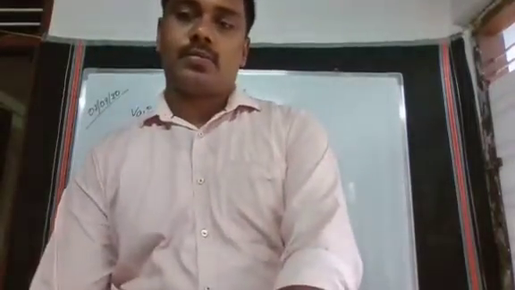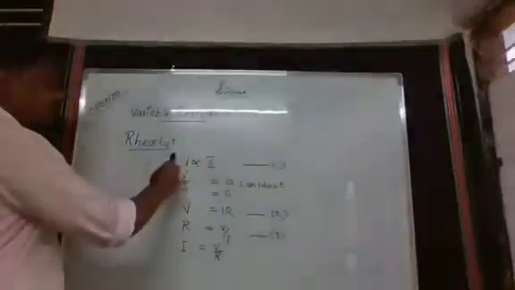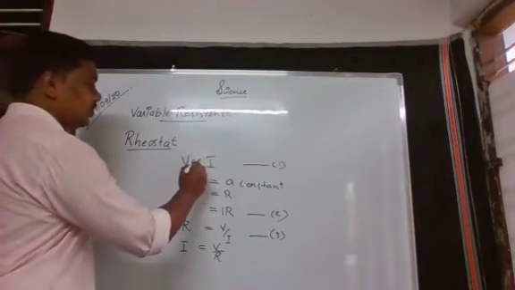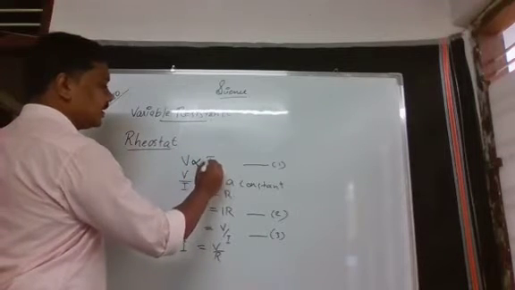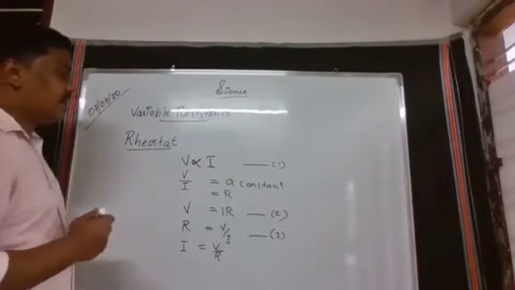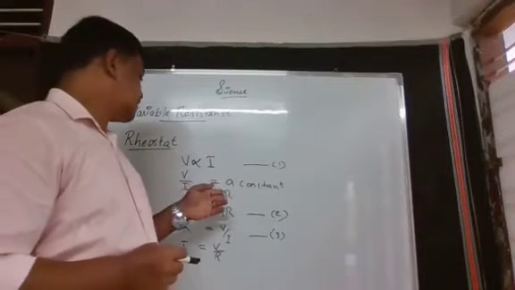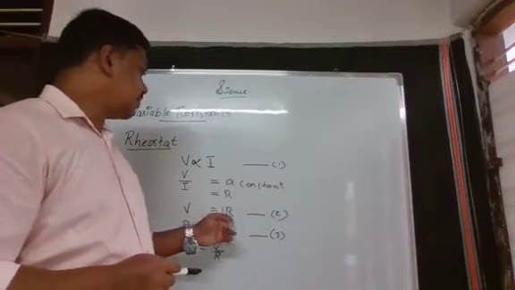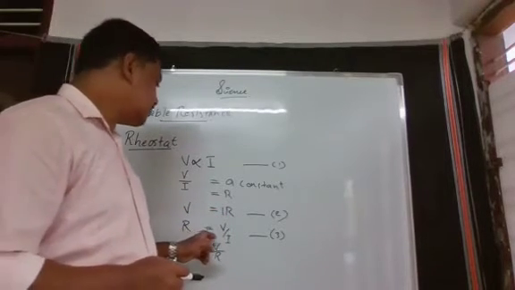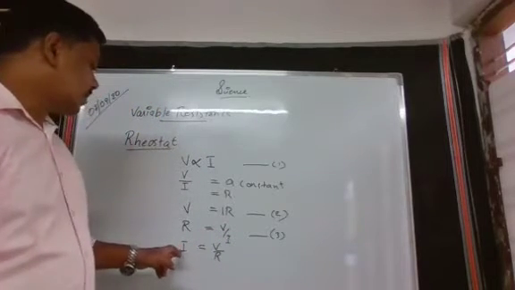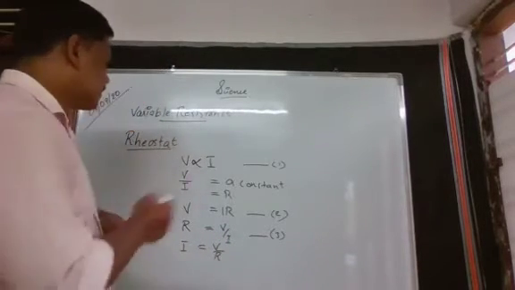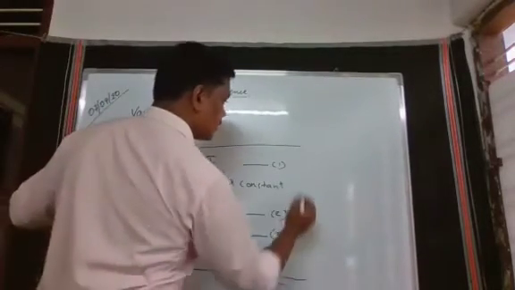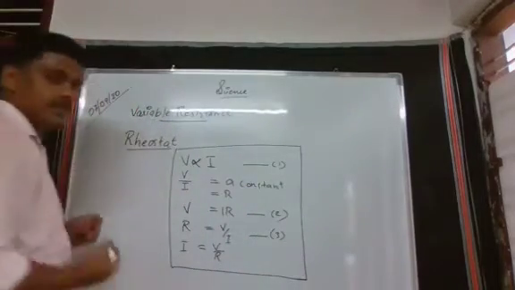These are some important formulas. V directly proportional to I indicates Ohm's law. Then V by I is equal to R. Volt is equal to current into resistance. Resistance is equal to V by I. And current is equal to V by R. Please note it down like this. And this is all we have for today.